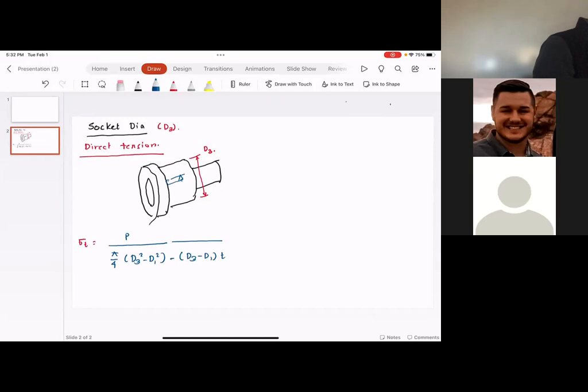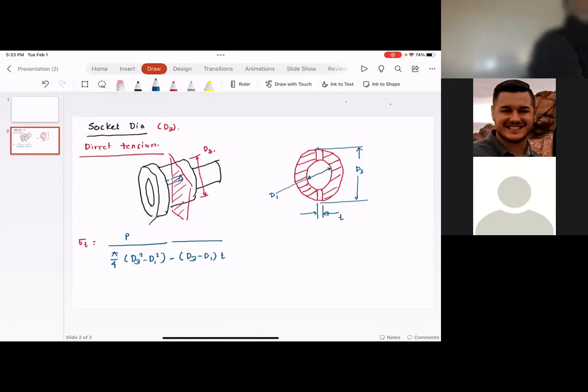So, let me show you the failure. If you look at this cross section, the cross section failure is going to be... Okay. Does it make sense?